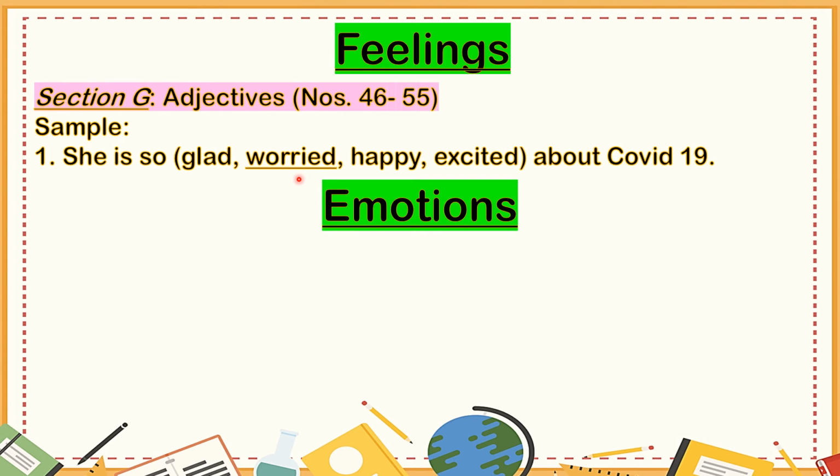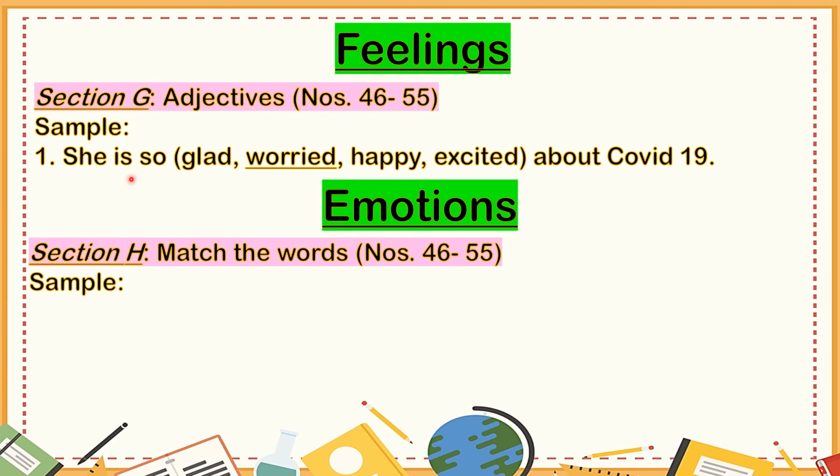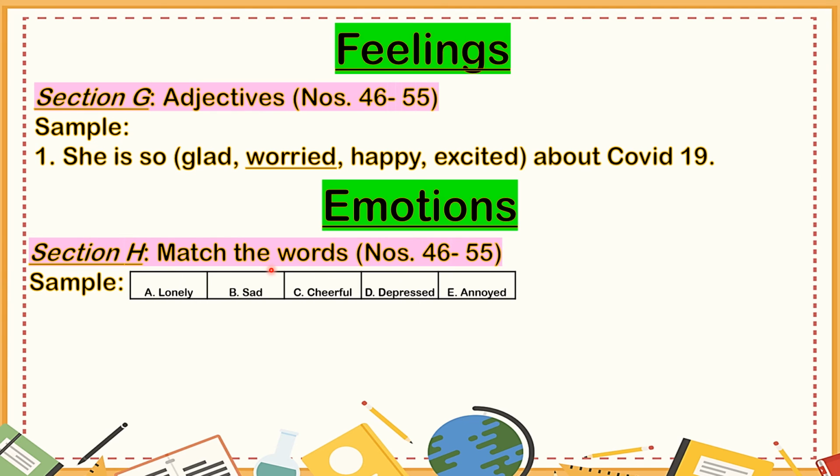Next, emotions. In emotions class, you also have one section. Section H, match the words. Numbers 46 to 55. We have here an example. So in here, you have choices. And look at the picture given. And below the picture, there are numbers 46 to 55. You are going to identify what emotion the picture shows. You are going to choose your answer in the box and write only the letter of your answer.